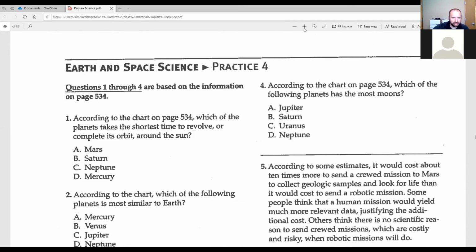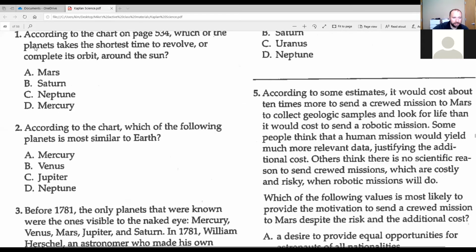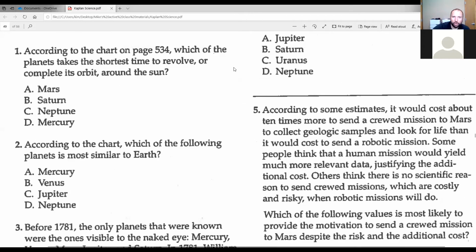So now we're going to have to do a little bit of jumping around. So kind of bear with me. I know it's not perfect. Number 1 says, according to the chart on page 534, so the chart we were just looking at, which of the planets takes the shortest time to revolve or complete its orbit around the Sun? Mars, Saturn, Neptune, Mercury.